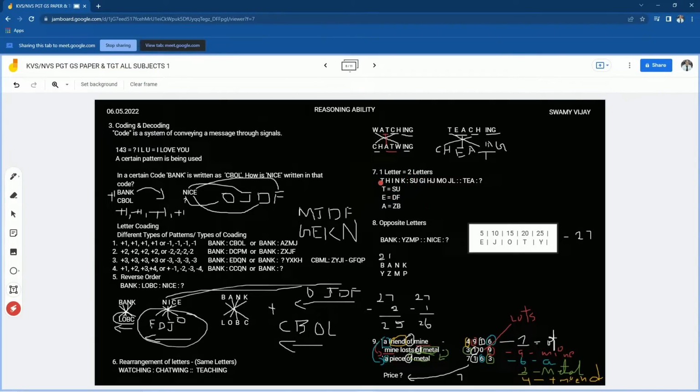Now what is the sequence in which they have used these letters? That is the second question. Now I'll write on the board. Now if we take this T and they have used SU, correct here?